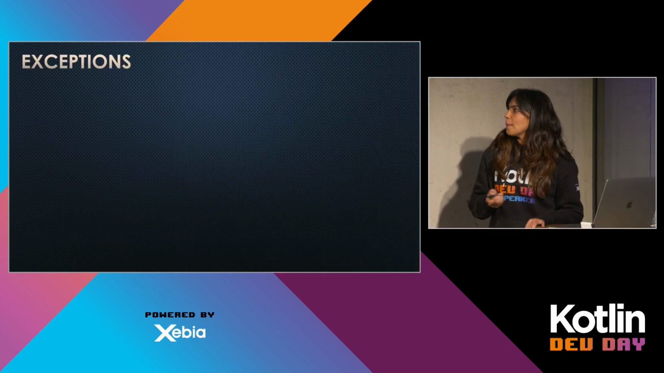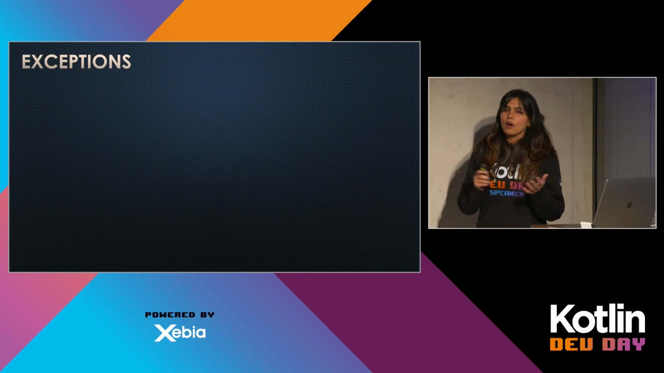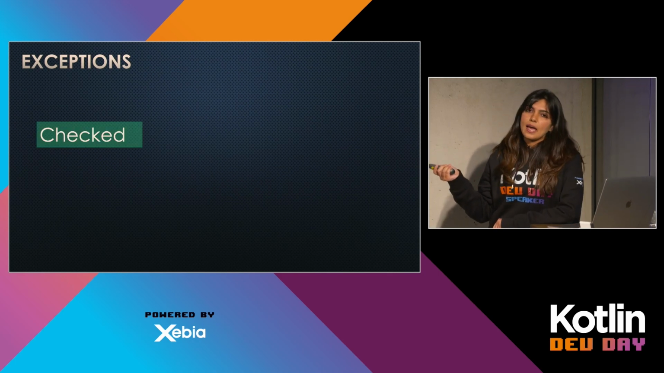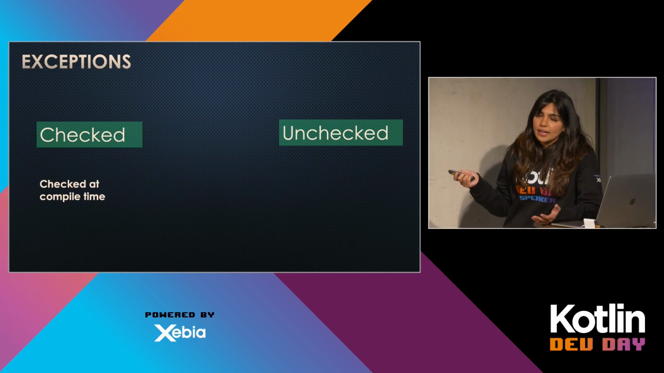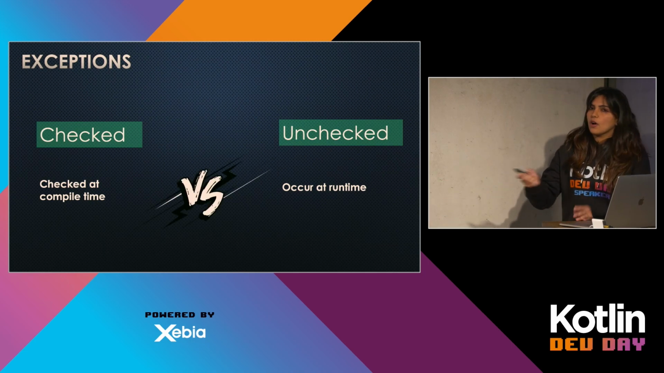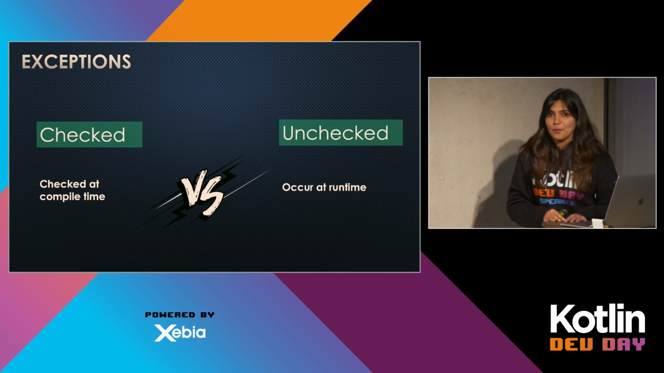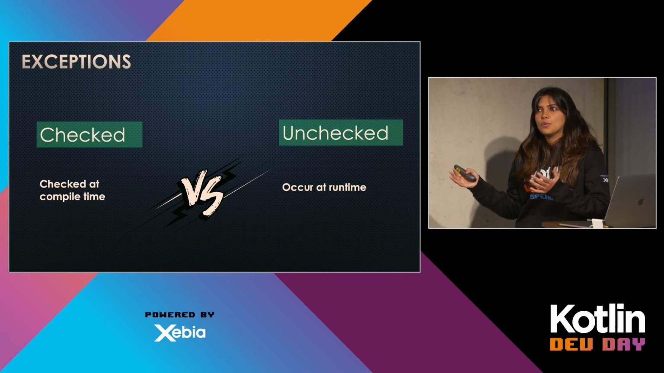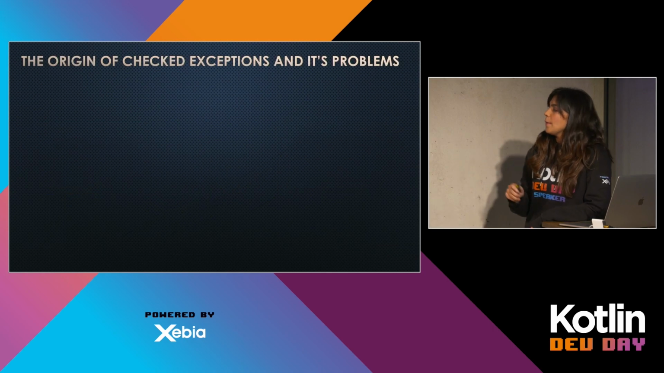So let's start. So we are all aware what exceptions are. I think we need to talk a bit about Java, and Java, as you know, has the concept of checked and unchecked exceptions. And we all know that checked exceptions are checked at compile time, unchecked exceptions occur at runtime. However, there has been a whole debate between checked versus unchecked exceptions. Luckily today, we are not going to get into that debate. Nevertheless, it's imperative to understand the origin of checked exceptions. So let's have a look.